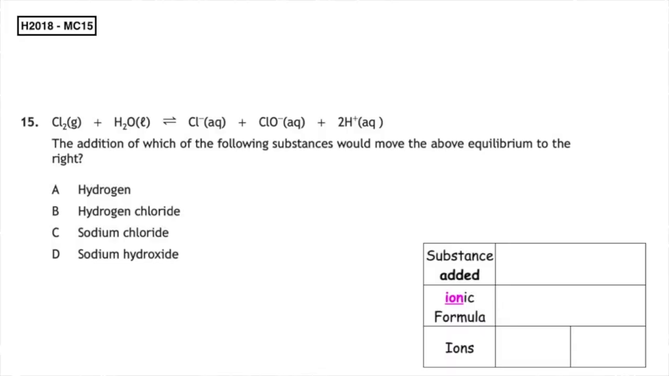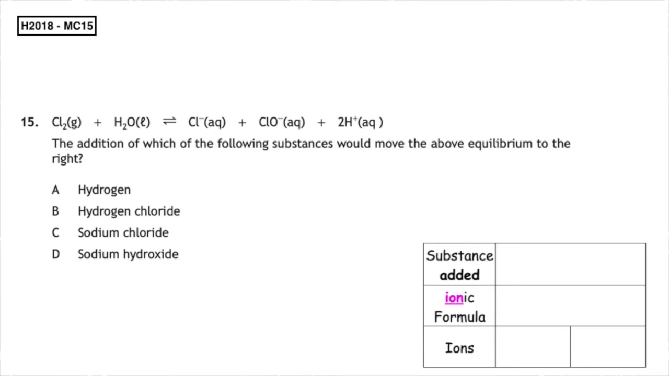This past paper question is from the Higher 2018 multiple choice 15. The addition of which of the following substances would move the above equilibrium to the right? Hydrogen is a diatomic molecule, it is covalently bonded, and it is not present in this equation, so would not make a difference to the position of equilibrium.